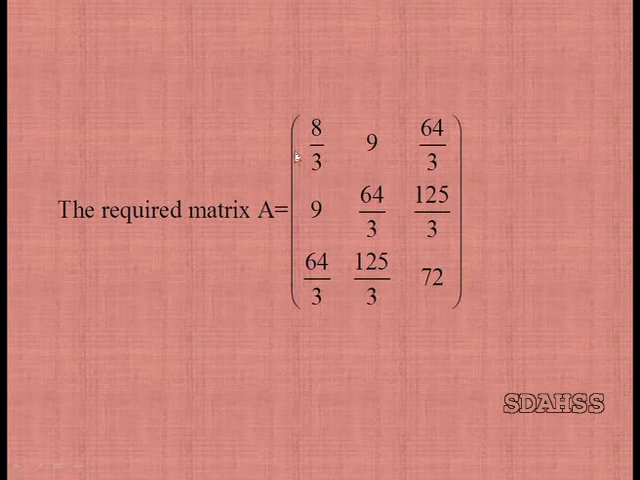Then you have to write all the answers in the given matrix. In the place of A11 you have to write 8 by 3. Then for A12 you have to write 9. In the place of A13 you have to write 64 by 3. Similarly, you have to write all the answers in the matrix.